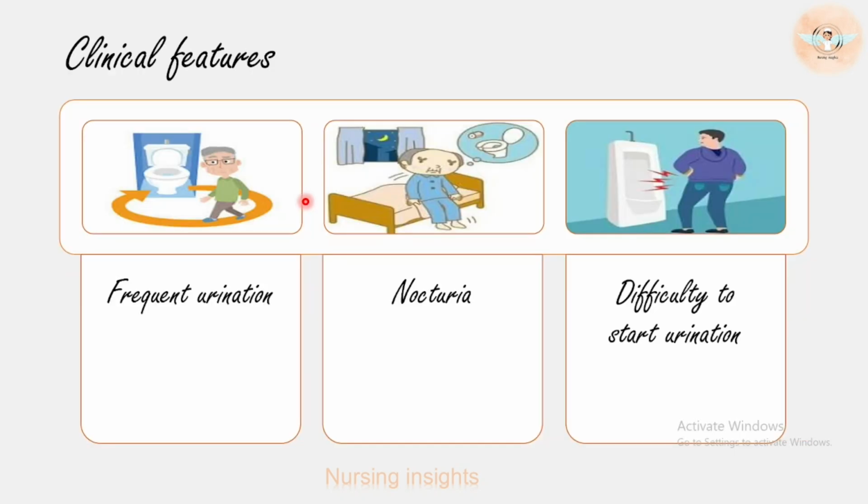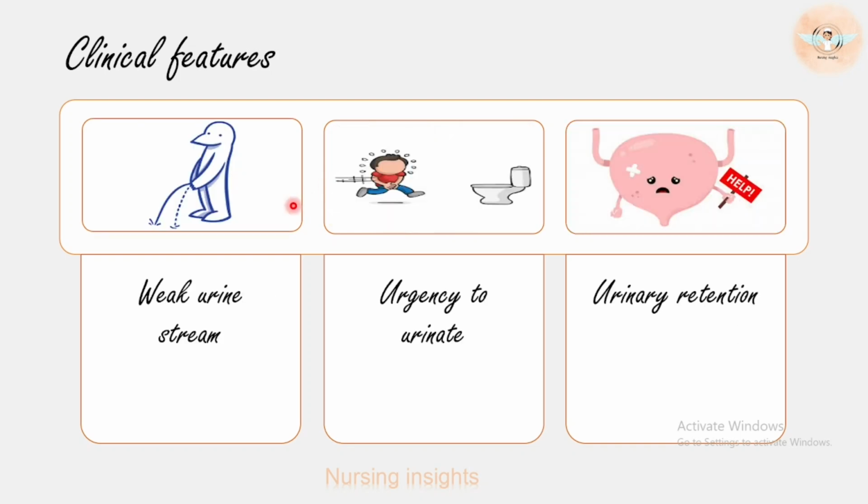So let's see the clinical features. What are the clinical features? We know urine is going through a narrow passage, so it will lead to frequent urination. The patient wants to go to the washroom frequently. The next feature is nocturia. It is more urination at night time. And the next is difficulty starting urination, and a weak urine stream, because we know the urine is coming through a very narrow passage.